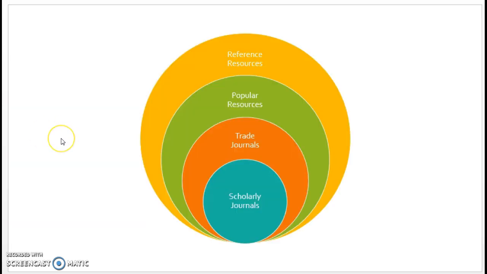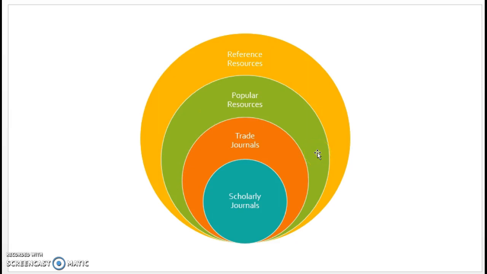So one of the key things is understanding how different resources function and what they provide to you as a researcher. Reference sources will give you this very broad and general understanding of a topic. It's a great place to start. You need to start somewhere, and that's the best place to begin. Popular resources usually narrow the scope a little bit more, but also can dig in a little bit deeper on a topic area.